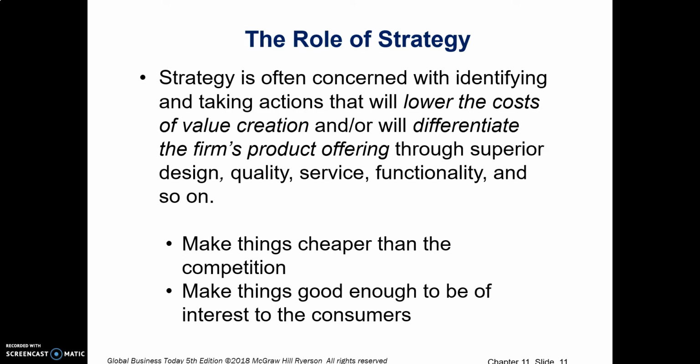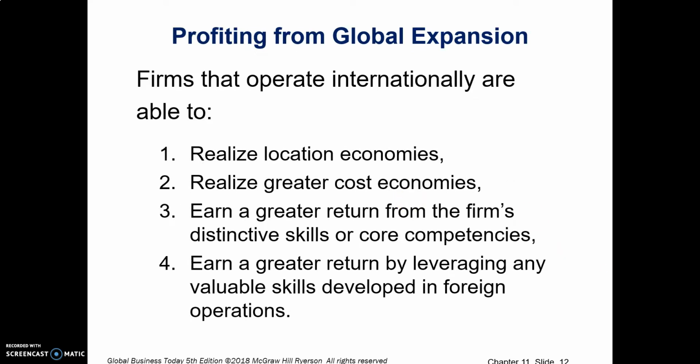The role of strategy, basically find ways to lower costs or have a strategy that differentiates your products. So basically, as it says there, make things cheaper than the competition, make things good enough to be of interest to the consumers. So we're trying to add some value to that, at least perceived value. And we'll talk about more of those points on the next slides. But basically here, as it says there, firms that operate internationally are able to realize location economies, more on the next slide, realize greater cost economies, earn a greater return by leveraging some of those valuable skills you've learned in conducting business overseas, or in foreign operations.